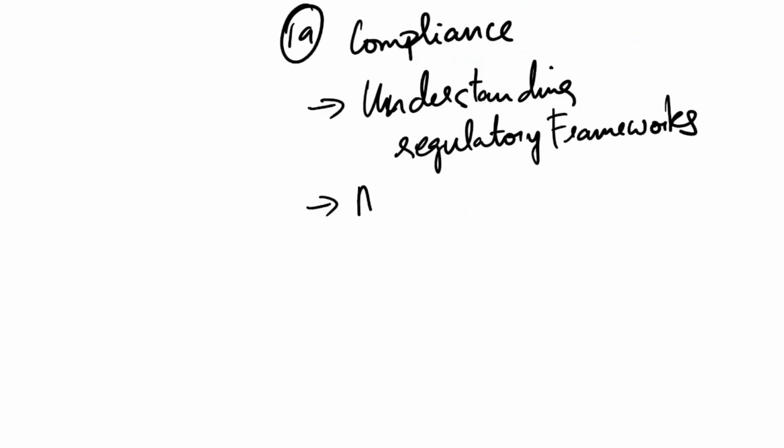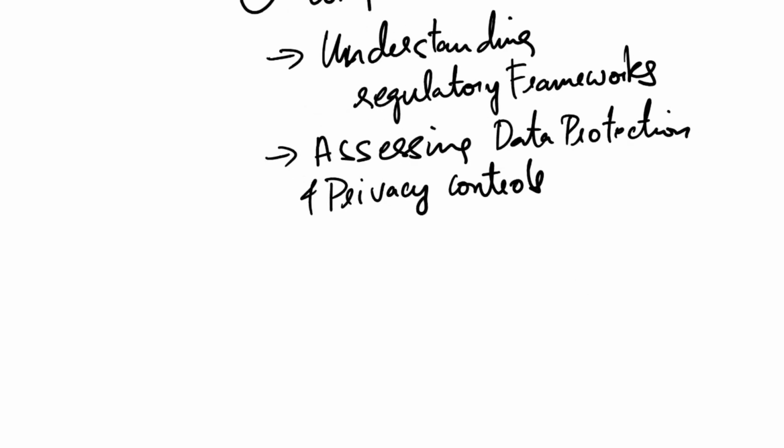Next, assessing data protection and privacy controls. For regulations like GDPR and HIPAA that focus on data protection and privacy, IT audits evaluate controls in place to protect sensitive information. This includes assessing measures such as data encryption, access controls, data retention policies, and mechanisms for ensuring data subject rights.